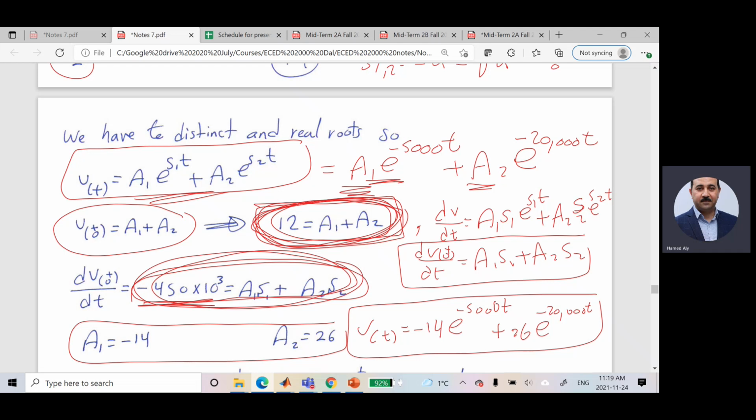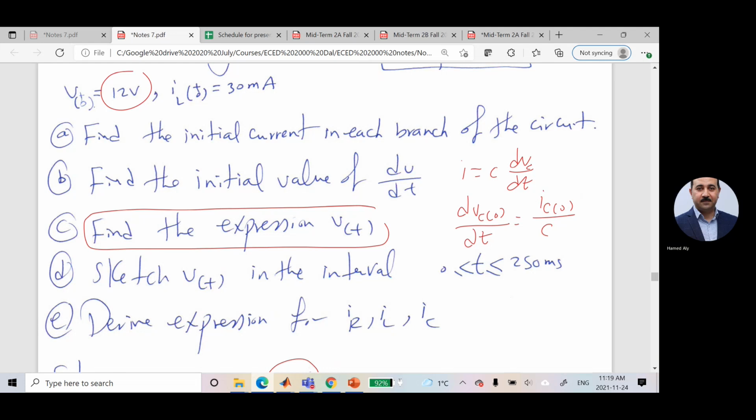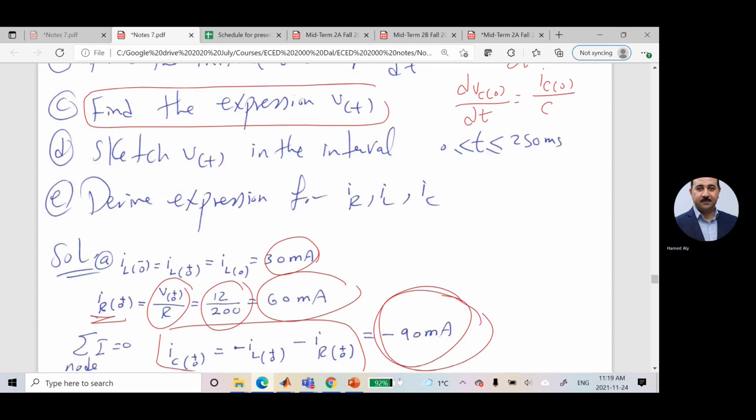Okay, guys? If I would like to be sure that my answer is right, try to find V of 0. If t is equal to 0, e to the power 0 is equal to 1, and e to the power 0 is equal to 1, then negative 14 plus 26 is equal to 12, which is the initial voltage. I'm right. This is to be sure that what I did is right.